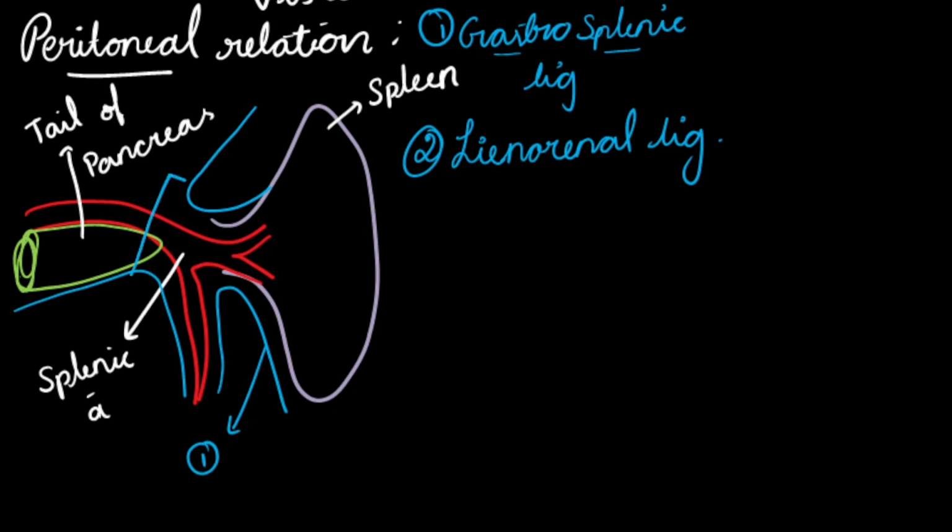So this one and this one forms the lienorenal ligament, and it contains the tail of pancreas. You can see here that the tail of pancreas is inside the lienorenal ligament, and it also transmits the splenic vein, lymph nodes and sympathetic nerves related to it.